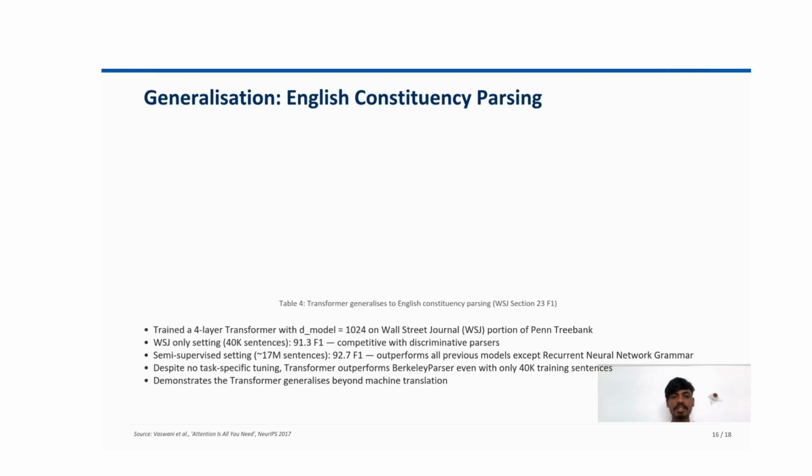So from this generalization slide, you can see that it proves the transformer is not just a translation tool. One of the biggest tests for any AI model is whether it can perform outside its primary comfort zone. To test this, we applied the transformer to English constituency parsing, a task very different from machine translation. Even without task specific tuning or specialized modification, the transformer delivered highly competitive results.